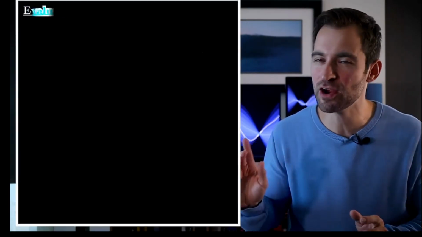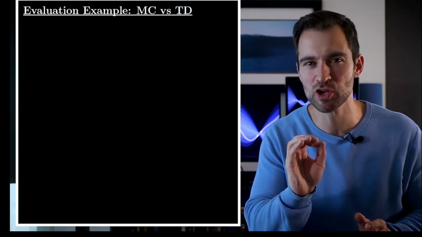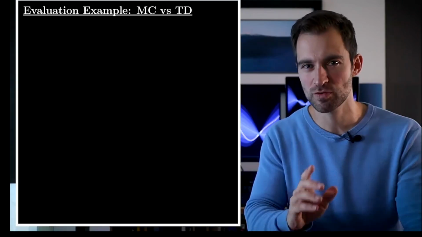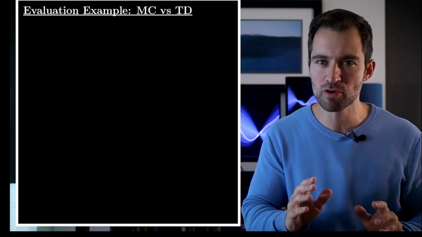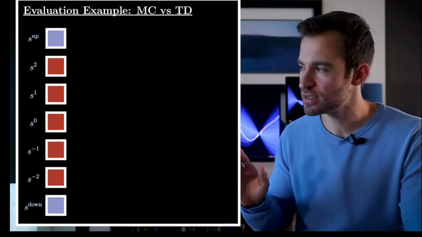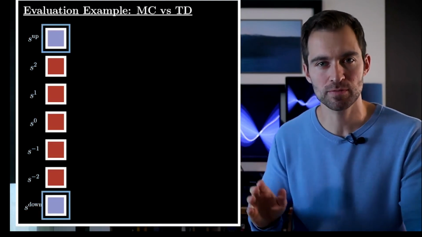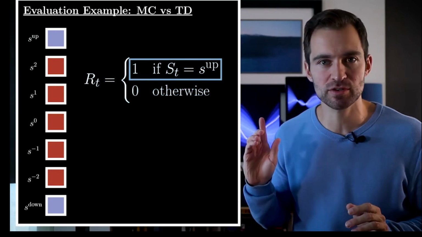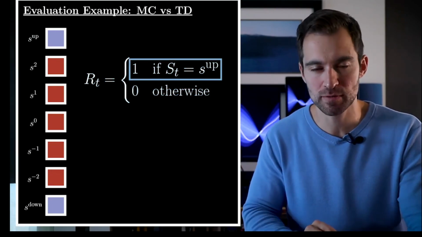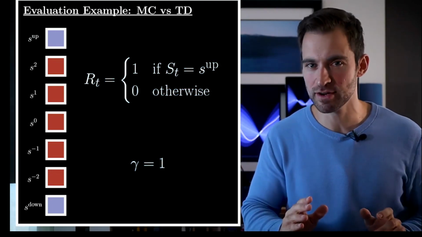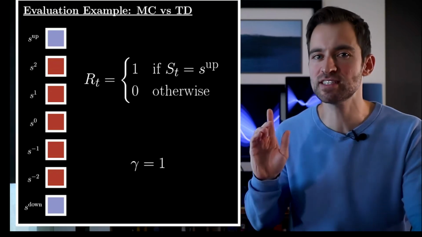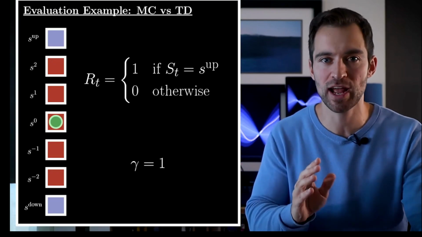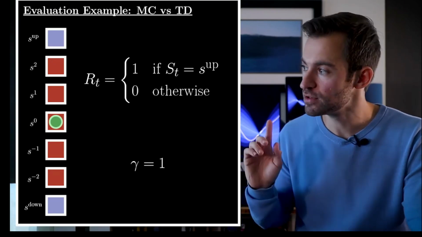So let's see that by comparing its performance to MC on a pure evaluation task. That is, the random walk example from the previous video. To refresh, it's a Markov reward process with 7 states, 2 of which are terminal. All rewards are 0 except when transitioning to the upper terminal state, in which case it's 1. Also, no discounting. The initial state will always be the center, and each transition is a 50-50 chance of going up or down. So one episode looks like this.